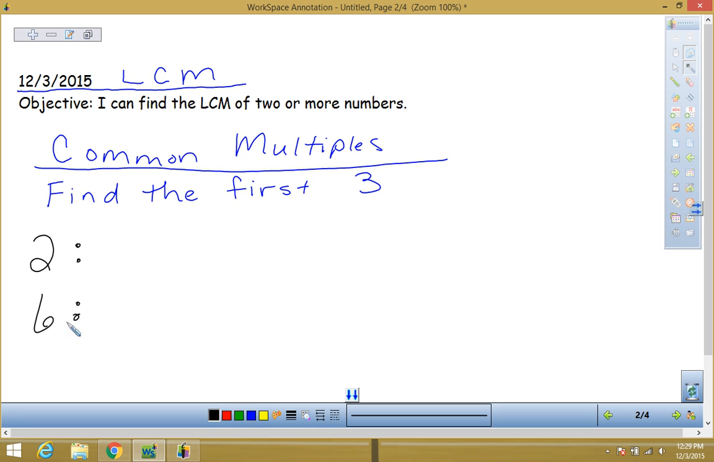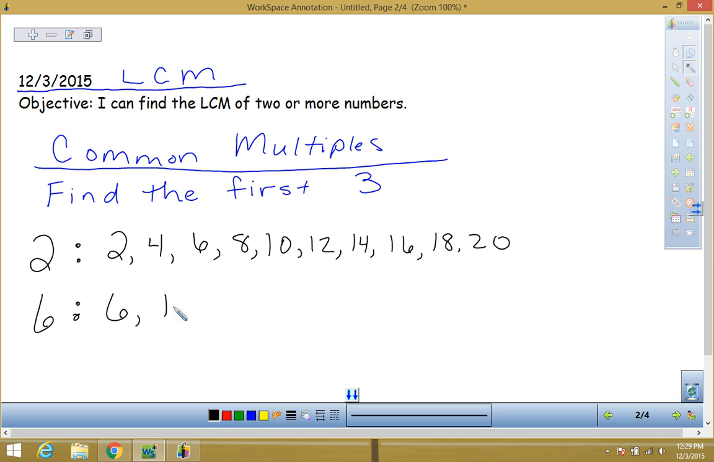I'm going to start, because like 6, I'm going to go till 20. So listing these out, skip counting by 2: 2, 4, 6, 8, 10, 12, 14, 16, 18, 20. Then I'm going to go pretty close to that with the 6. So I'm going to list 6, 12, 18. If I'd listed one more, I would have 24. Well, I'm going to stop there and I'm going to look and see what I've got.